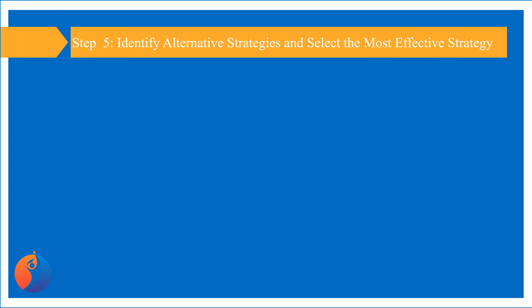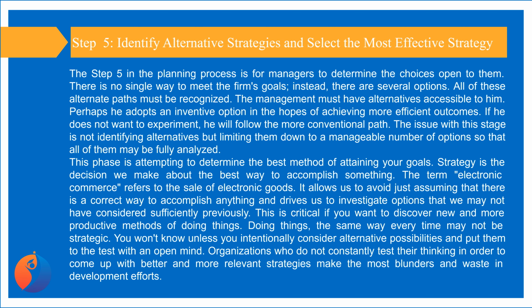Step 5. Identify alternative strategies and select the most effective strategy. Step 5 in the planning process is for managers to determine the choices open to them. There is no single way to meet the firm's goals; instead, there are several options. All of these alternate paths must be recognized. The management must have alternatives accessible to him.